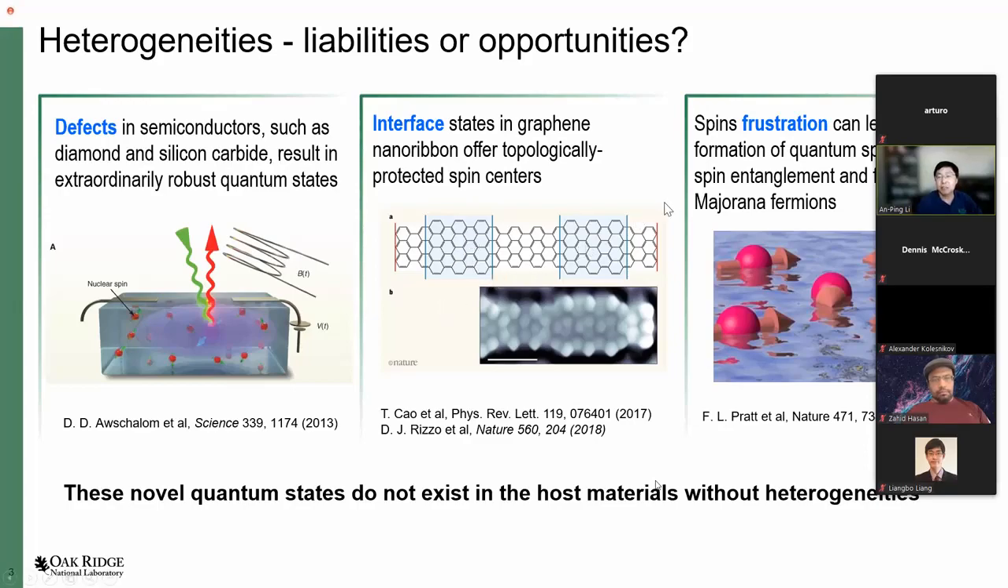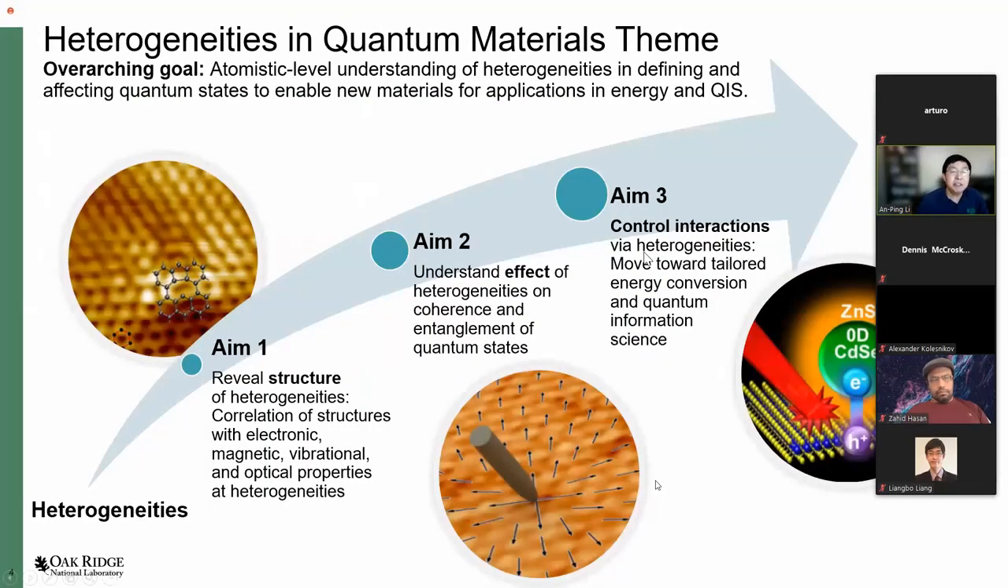And the spin frustration in some materials can lead to the formation of quantum spin liquid. And these states wouldn't be there if there wasn't heterogeneity. So realize the importance of heterogeneities in quantum materials.